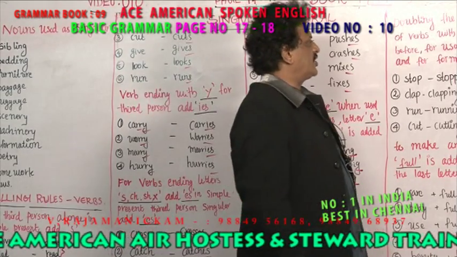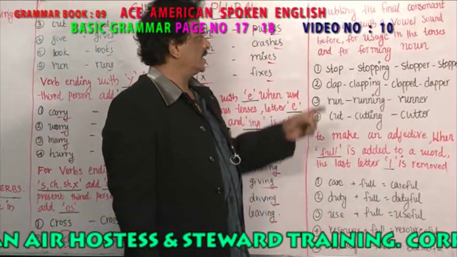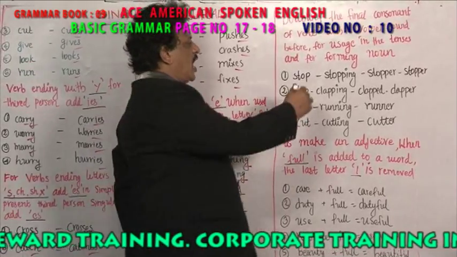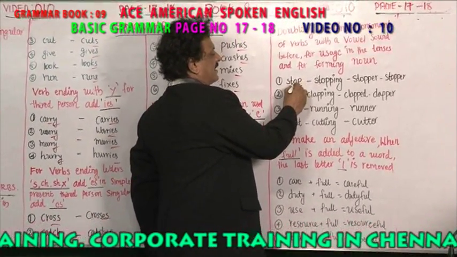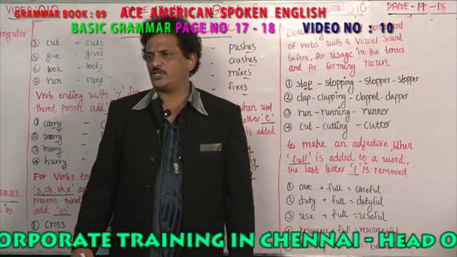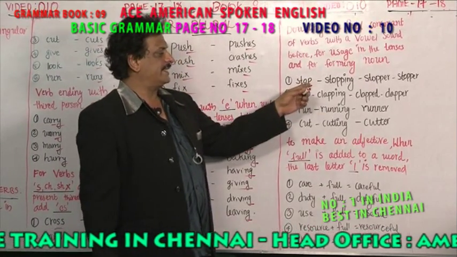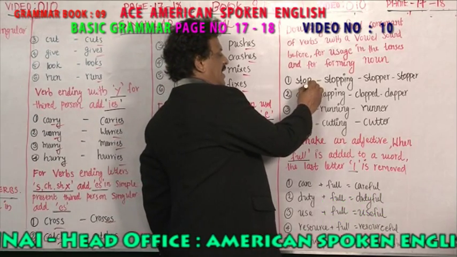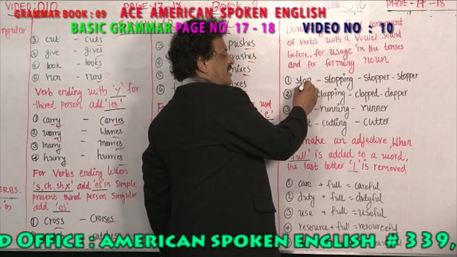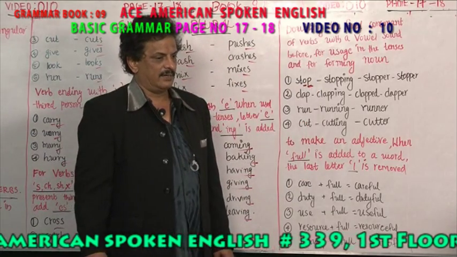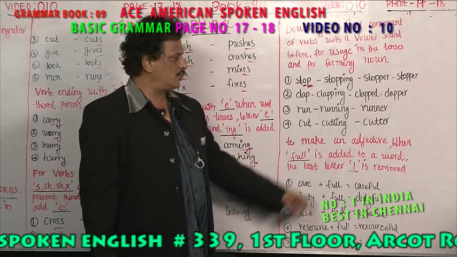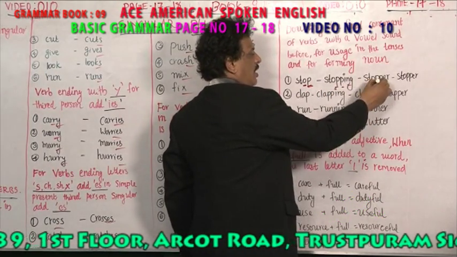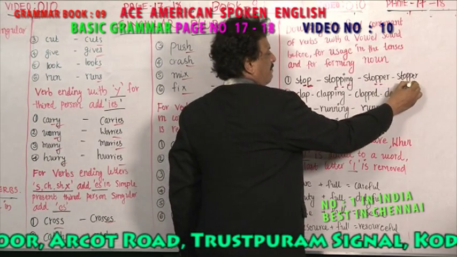Doubling the final consonant of verbs with a vowel sound before, for usage in the tense and for forming nouns. See, stop. Before P, what is there? A-E-I-O-U, stop. O is there, right? So, when you add a suffix, the P should be doubled. Right? See, the word ends with a consonant P. Before the consonant, what is there? A vowel is there. Stop. So, when you add ING, what happens? Stopping, PP doubles, ING. Stopper, PP doubles, stopper, right.